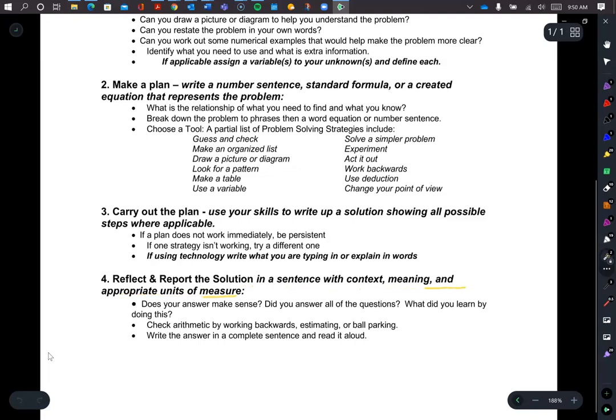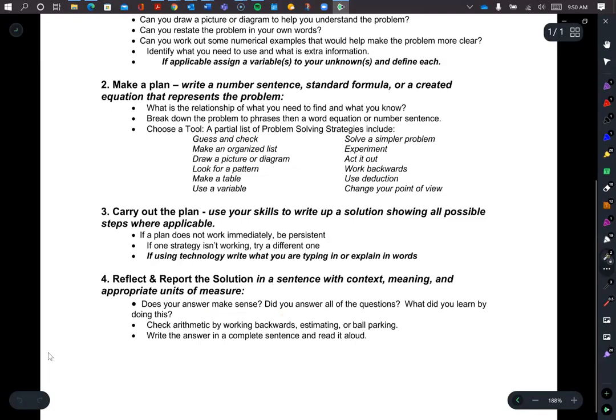Number 4, reflect and report the solution in a sentence with context, meaning, and appropriate units of measure. If it's an area that you're finding and you just say 24, that's not complete, but you could say the area of the floor is 24 square feet. So you would have the units of measure on there, and you've got some context. Some things are a little more generic than others. Maybe units weren't given, but if they are, you want to use them. And just look back. Does it make sense? Is it a reasonable answer?